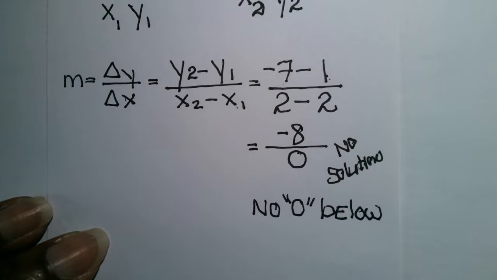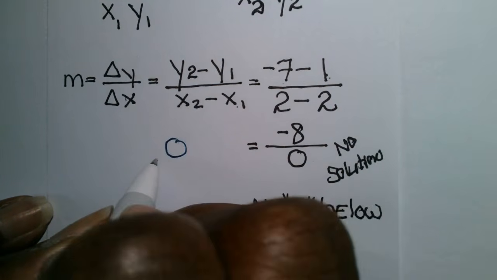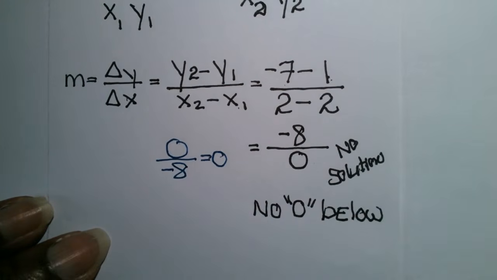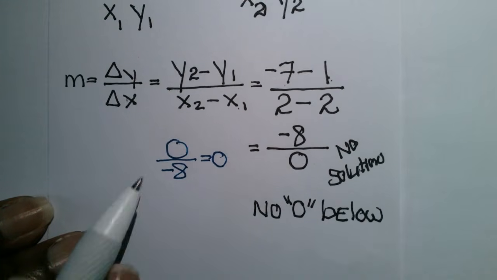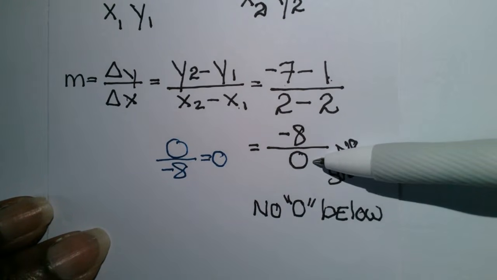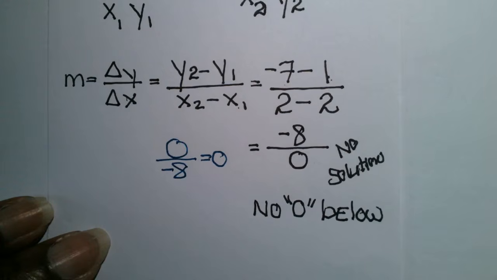Okay? You cannot, that will not give you a 0. If it was 0 over negative 8, that gives you a 0. If the 0's in the numerator, that will give you a 0. If the 0 is in the denominator, that's a no solution. If the 0 is in the numerator, 0 divided by that negative 8, that will give you 0.